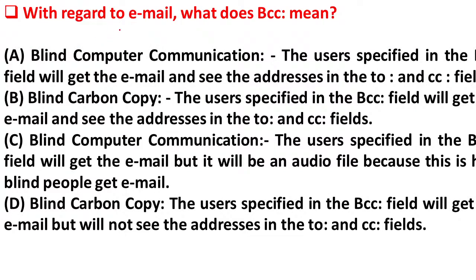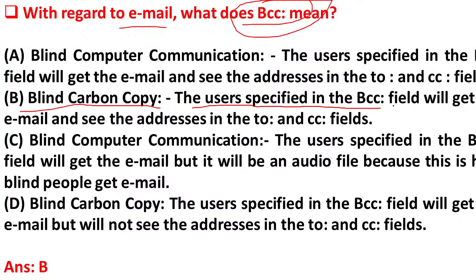So the next question is with regard to email, what does BCC mean? Four options are given, I will move to the answer directly. The right answer is option B, blind carbon copy. It means the user specified in the BCC field will get the email and see the addresses in the To and CC fields. So this is correct about blind carbon copy. The user specified in the BCC field will get the email and see the addresses in the To and CC fields.